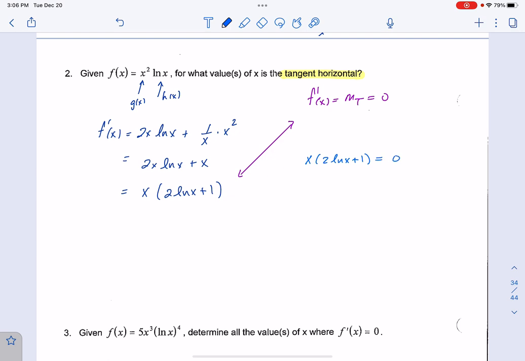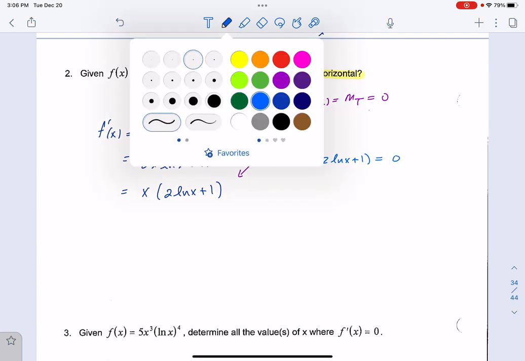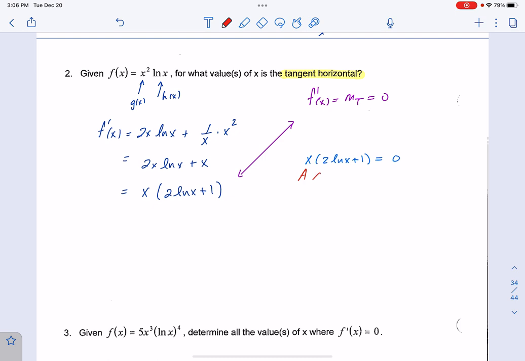So what we're going to get is x times the bracket 2 ln x plus 1 equals 0. Now, this is the zero principle. You have a times b equals 0, so you have two things that multiply to give 0. And so we're going to say either x equals 0 or 2 ln x plus 1 equals 0. To solve this, we're going to take 2 ln x and move the 1 over to the other side. We're going to divide both sides by 2.